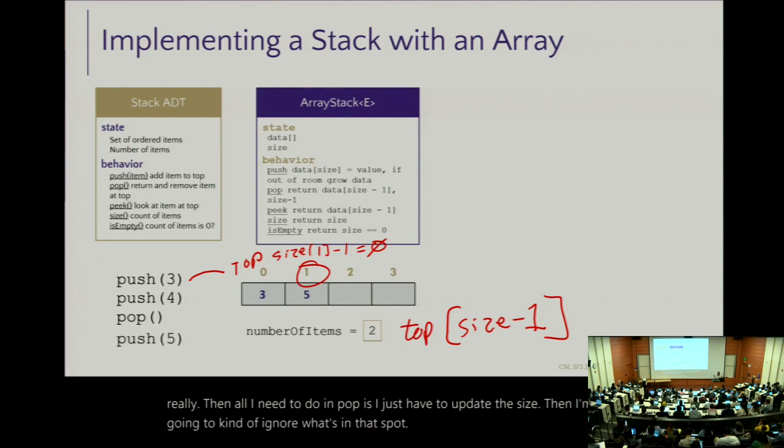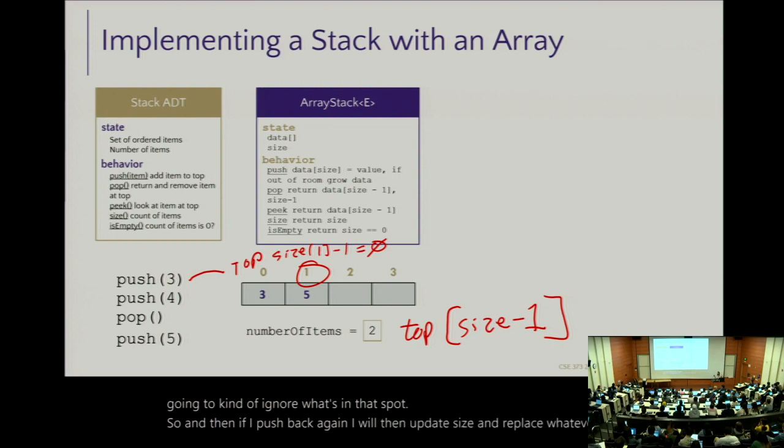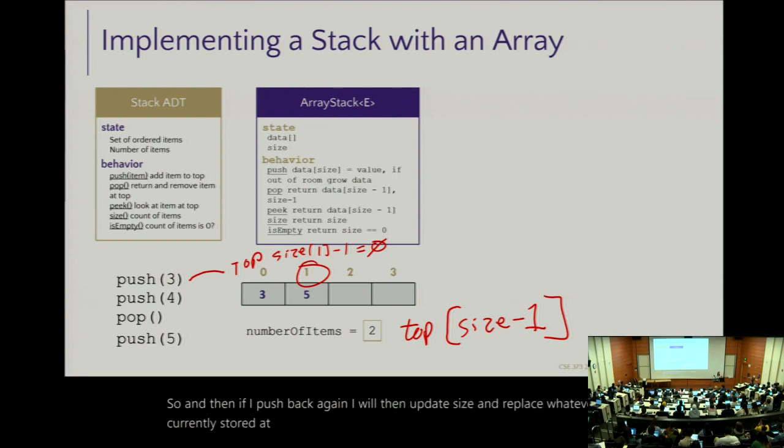So, and then if I push back again, I will then update size and replace whatever is currently stored at size - 1, whatever the new value is. Questions on how that works under the hood? Yes, in POP you do return numbers, so it would be something like I would access it and return it, and I'd update the size or something like that. Yes, absolutely.